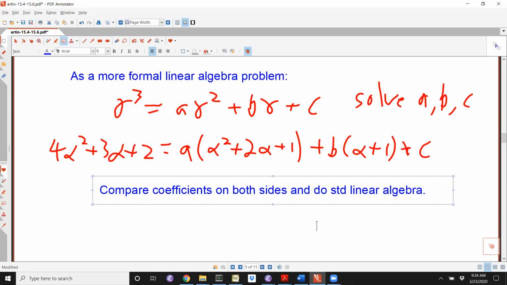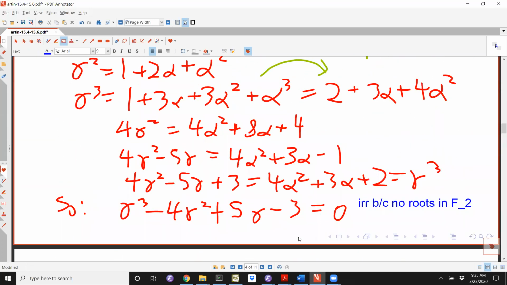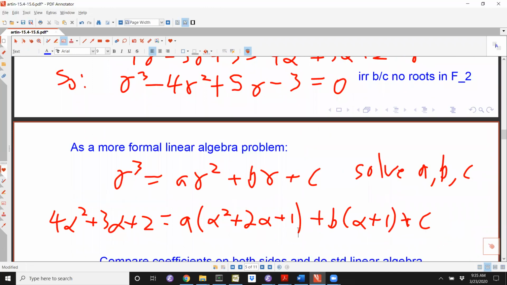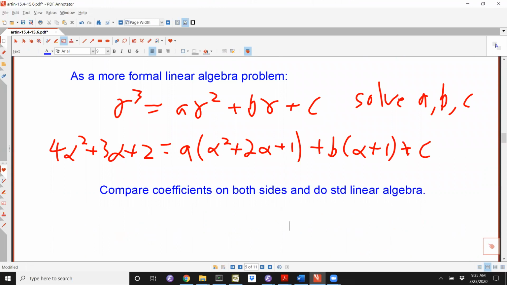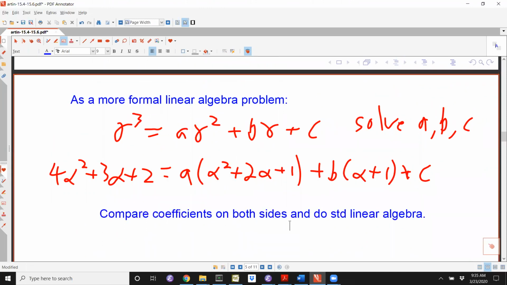So you don't have to try to do it off the top of your head like I did, especially since I did it wrong. Though I guess I would have made the same error over here. But it is really a straightforward linear algebra problem. Anyway, everybody good with that? Everybody good with finding the irreducible polynomial?